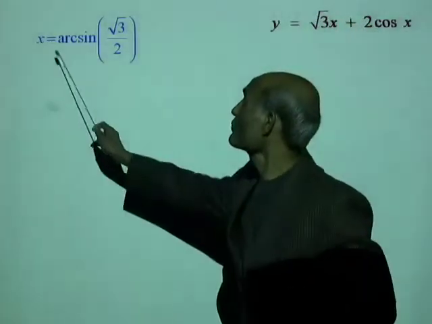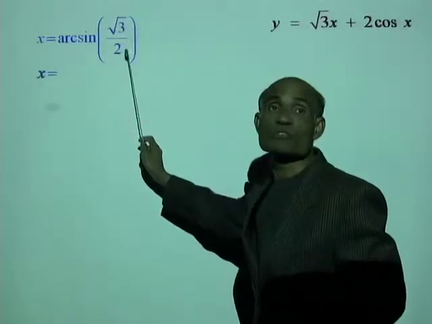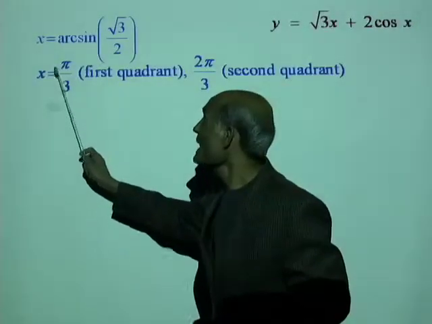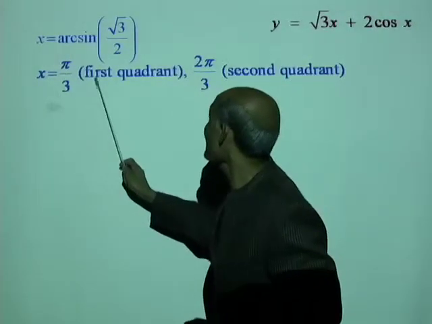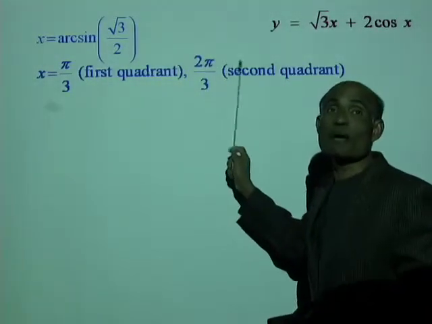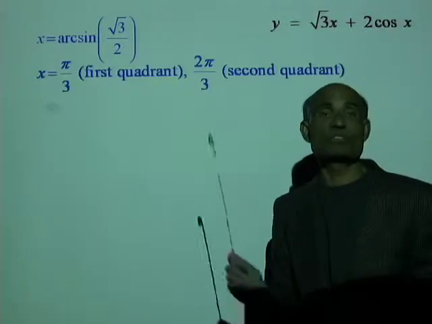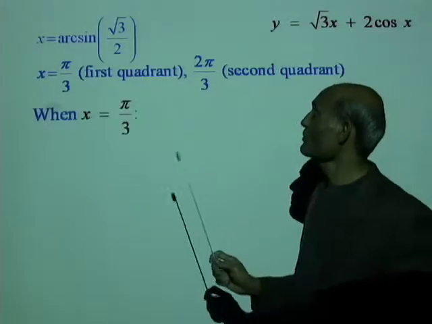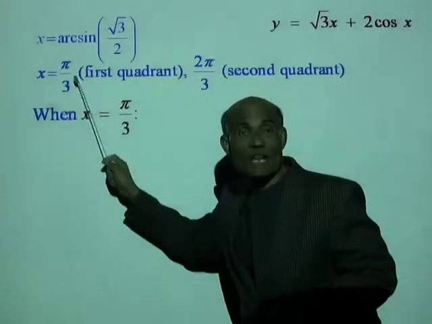So x equals arc sine root 3 over 2 will give you x equals pi by 3 in the first quadrant and x equals 2 pi by 3 in the second quadrant. That information is very important. So we will take one at a time.